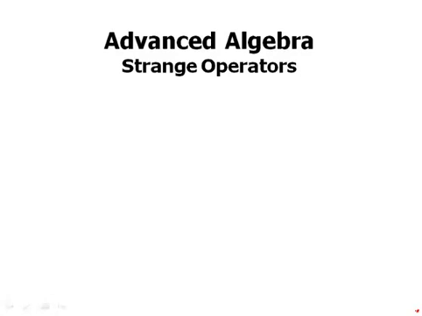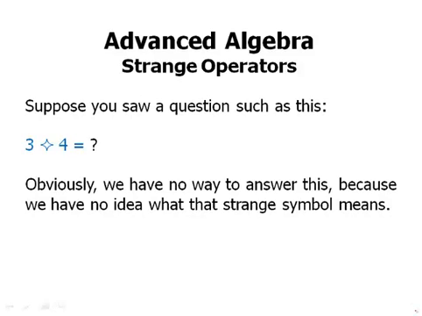The next topic in advanced algebra is strange operators. What do we mean by strange operators? Well, think about it this way. Suppose you saw a question such as this: 3 and then some symbol 4. I don't even know what to call that symbol. Let's call it 3 star 4. 3 star 4 equals what?